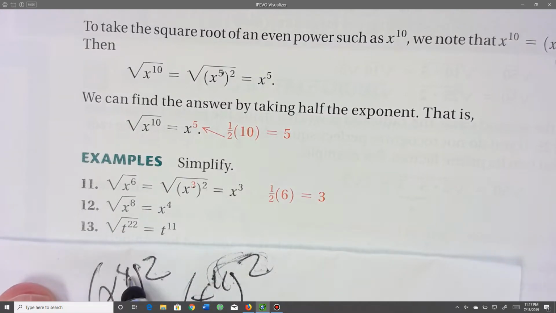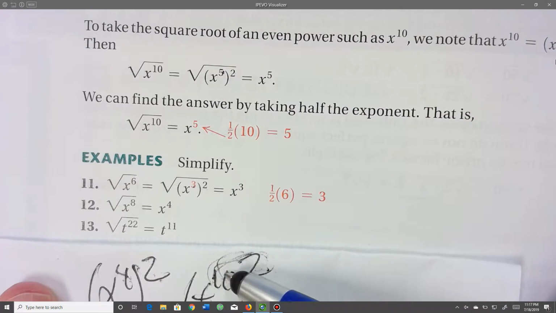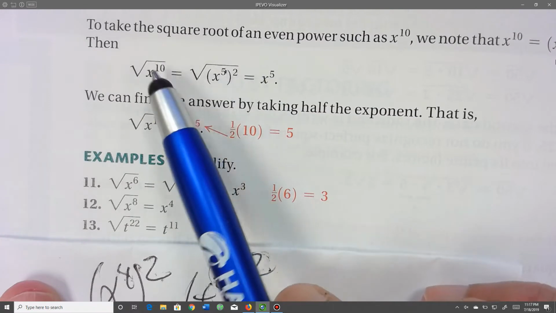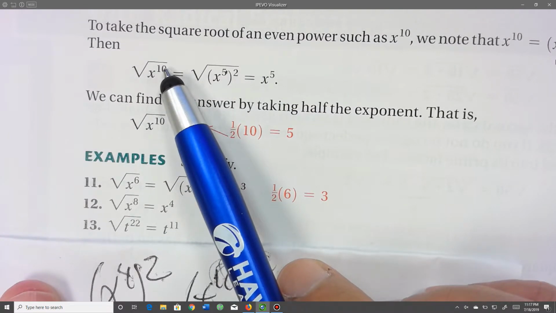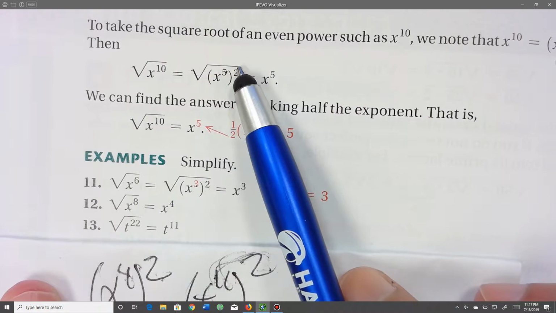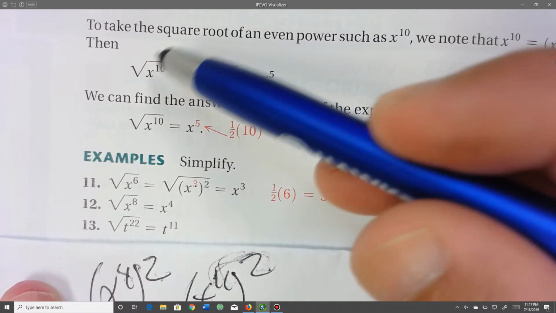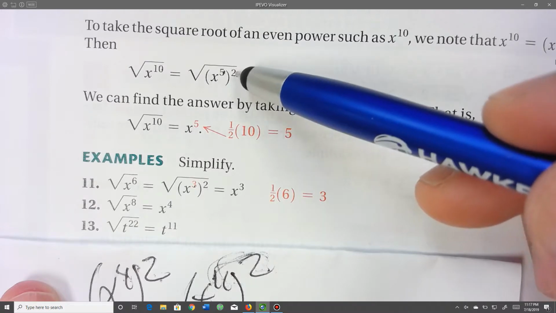8 is halved here. And 22 is halved over here. So that's a shortcut right there. So again, if you have even exponents, just half it and write it as an exponent of 2. Okay, half it. If it is even, half it and raise it to the power 2.